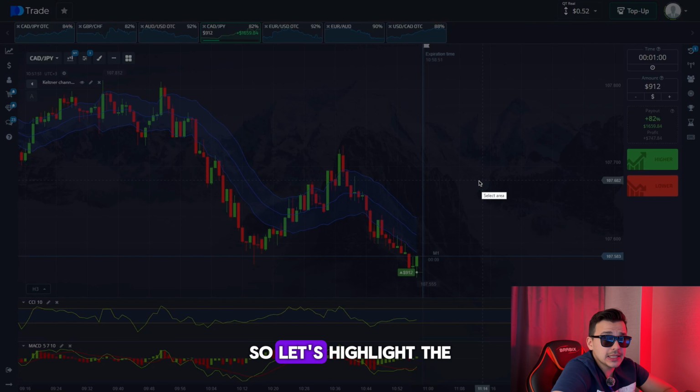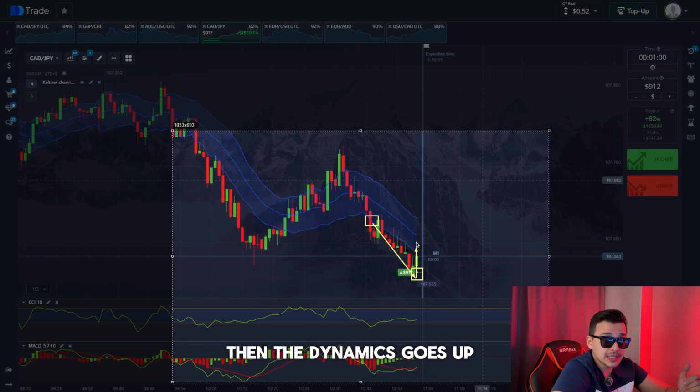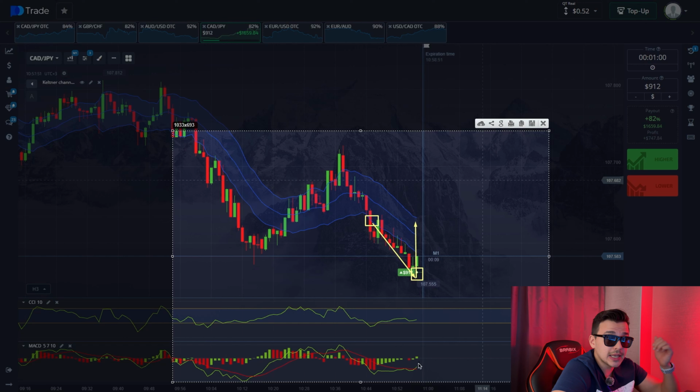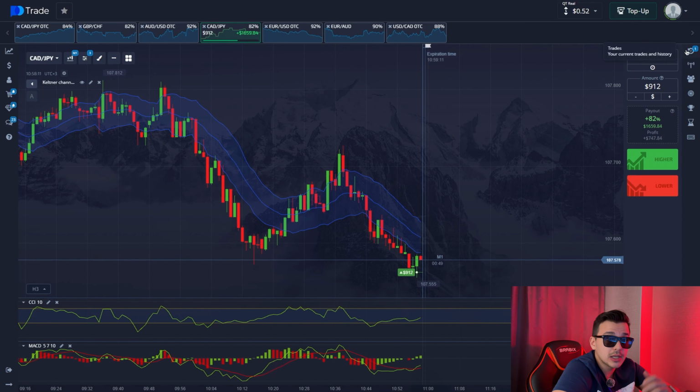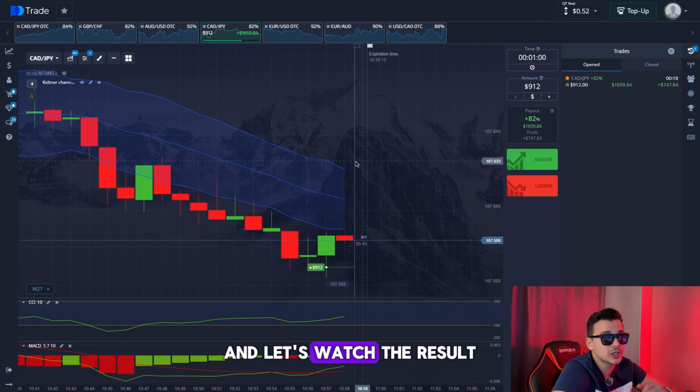So, let's highlight the working area. The exit from the intra-channel movement has occurred. A new price low has been formed. Then the dynamics goes up. The MACD moving lines cross from bottom to top and exit the oversold area, which has already occurred. So we open a trade here on the upside. And let's watch the result.